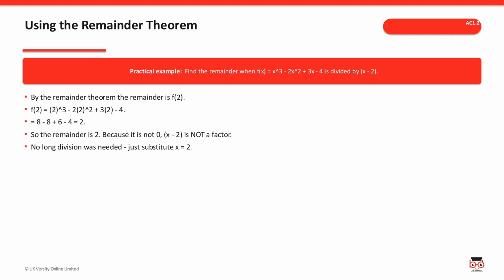Let's find the remainder when f of x equals x cubed minus 2x squared plus 3x minus 4 is divided by x minus 2. Rather than doing any long division, the remainder theorem tells us simply to work out f of 2. That's 8 minus 8 plus 6 minus 4, which comes to 2. Since the remainder isn't 0, x minus 2 is not a factor.